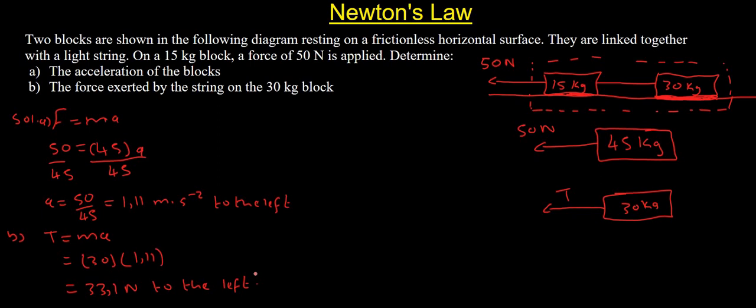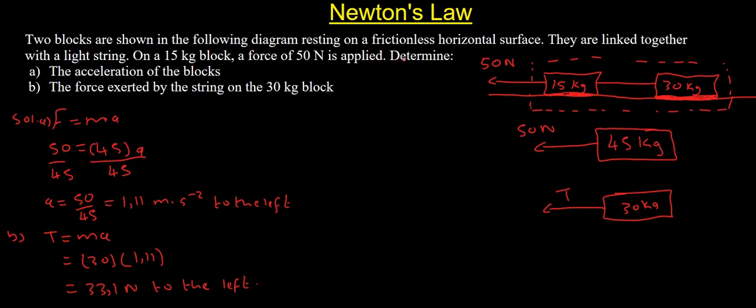So let's take a recap of what we have done. Today's question asks the following. Two blocks are shown in the following diagram, resting on a frictionless horizontal surface, meaning there won't be any frictional force. They are linked together with a light string. On a 15 kg block, a force of 50 Newton is applied. Then here was our diagram with our 15 kg block and 30 kg block and a force of 50 Newton applied on the 15 kg.